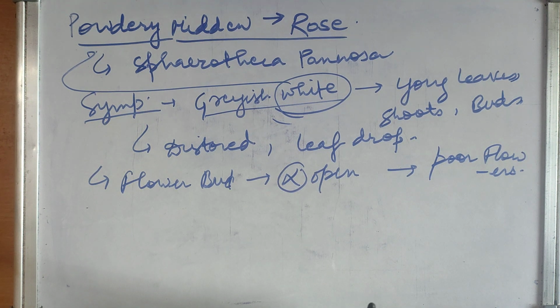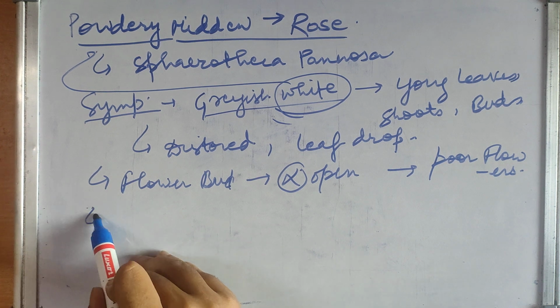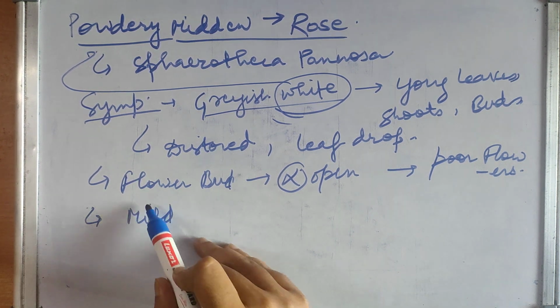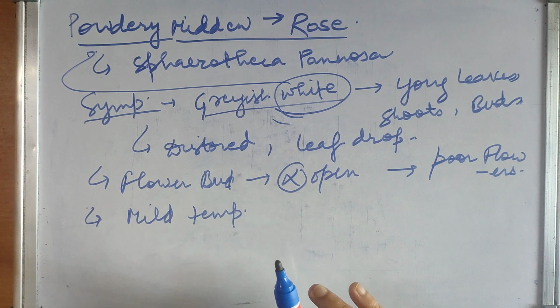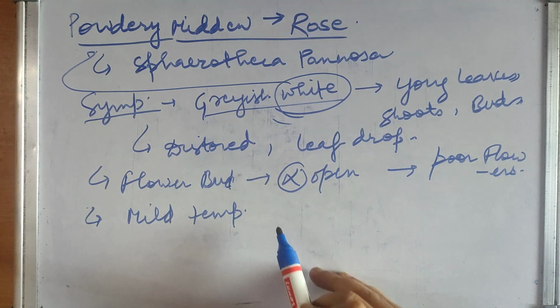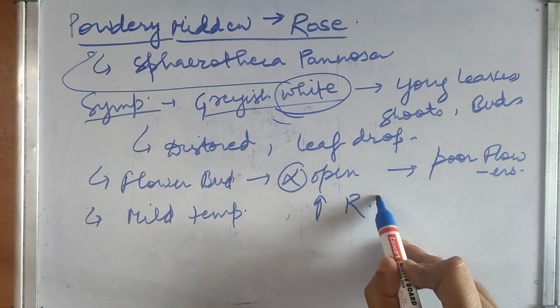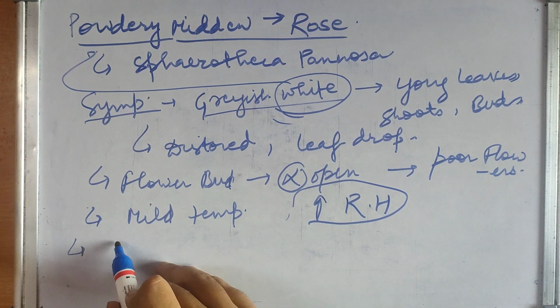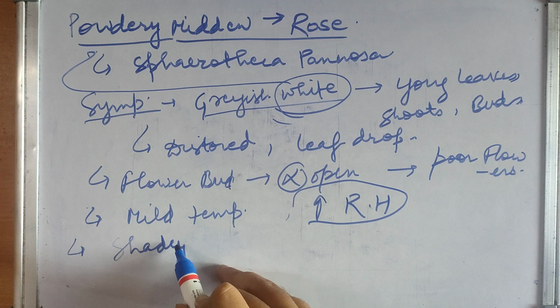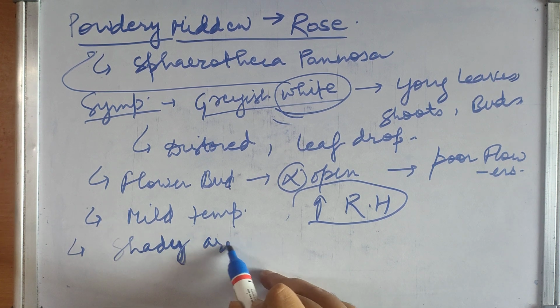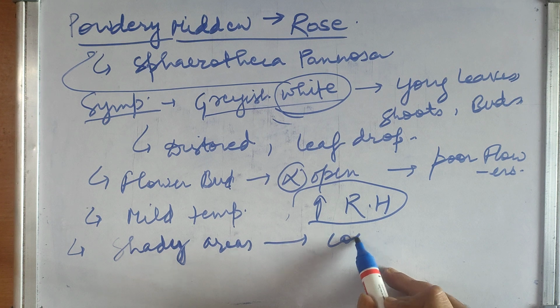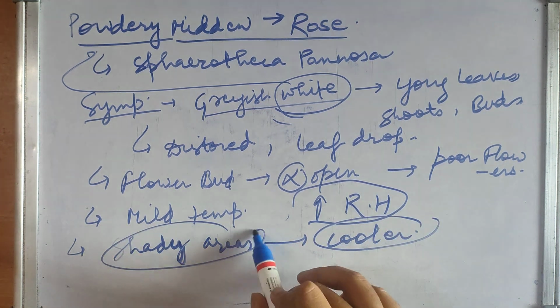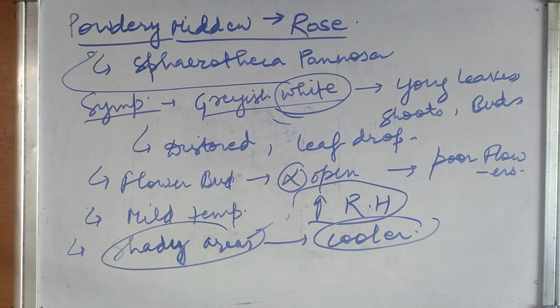It can occur almost any time during the growing season. Mild temperature with high relative humidity favors this disease. It is most severe in shady areas and during cooler periods. When there is a cooler period and shady areas, it enhances infection.